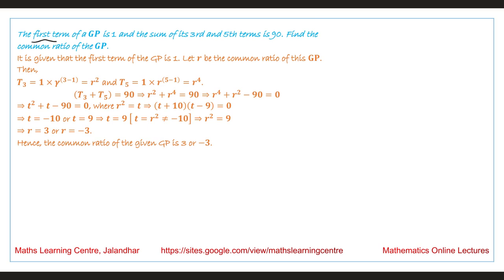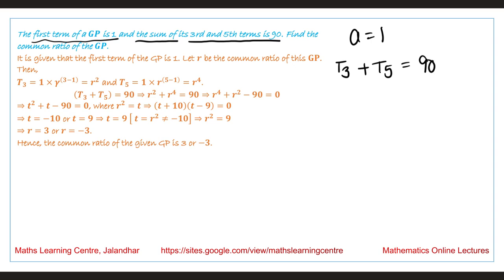Next, the first term of the GP is 1, that is, the value of a is given to be 1, and the sum of its third and fifth terms is 90. It is given that T3 plus T5 is equal to 90. So T3 is 1 into r^2, plus 1 into r^4, and it is given to be equal to 90.